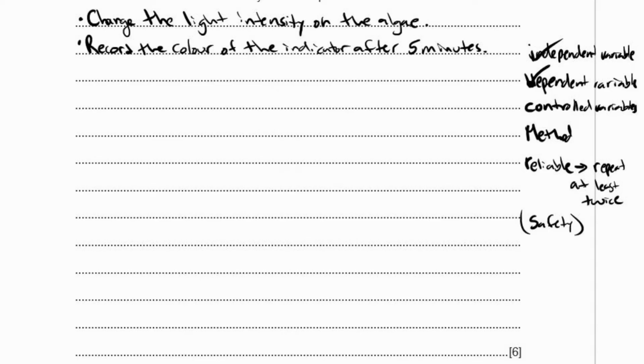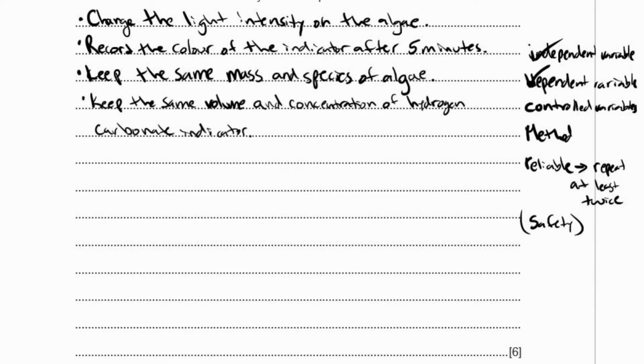Check. So let's list some controlled variables. Okay, so something about the algae. Well, with algae, you want about the same amount of algae, or maybe you use the same mass rather than amount. Maybe you weigh out the algae. And you definitely have to use the same species of algae or the same type of algae. So you want to keep the same mass and same species of algae. You'd only get 1 mark for either of those, but those are very important. Another thing you might want to keep the same is the indicator. So you can keep the same volume and concentration of the hydrogen carbonate indicator.